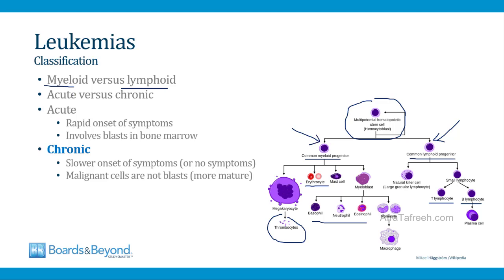So in this video, we'll talk about some leukemias that involve the lymphoid lineage and others that involve the myeloid lineage. Another way to classify leukemias is as acute versus chronic. In another video, I talk about acute leukemias. These have a rapid onset of symptoms, and they involve a specific cell type called blasts seen in the bone marrow. In this video, we're going to focus on chronic leukemias. In general, these leukemias have a slower onset of symptoms, or sometimes no symptoms at all, and the malignant cells are not blasts. They're more mature cells of the myeloid or lymphoid lineage.